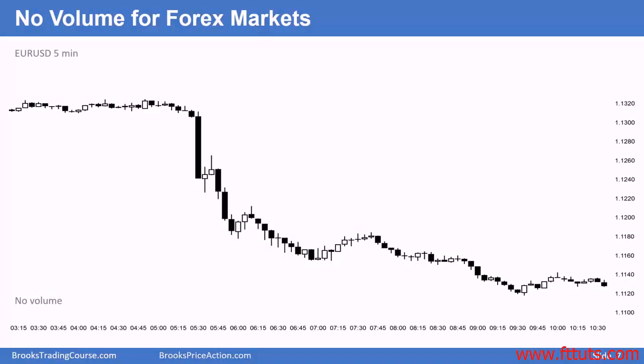Look at this. This is the euro versus the dollar, a forex market, and there is no volume. At least for most brokers, there's no volume. Some brokers have volume, but the volume is only the volume at one particular bank or 2 or 3 particular banks, and it really does not give you a sense of what's taking place worldwide in the forex market. When traders are trading forex markets, they're not paying attention to volume.